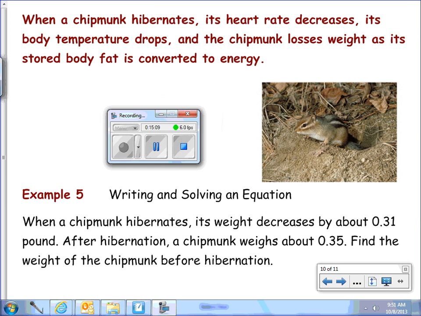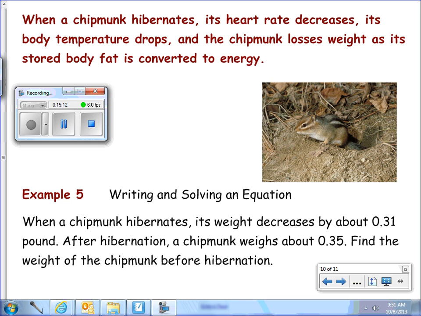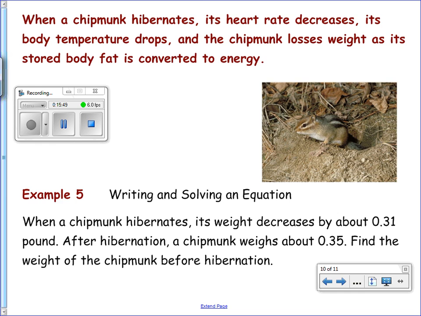Now we're going to use what we've learned so far in a word problem about a chipmunk. When a chipmunk hibernates, its heart rate decreases, its body temperature drops, and the chipmunk loses weight as its stored body fat is converted to energy. In this example 5, we're going to write and solve an equation. When a chipmunk hibernates, its weight decreases by 0.31 pounds. After hibernation, a chipmunk weighs about 0.35. Find the weight of the chipmunk before hibernation.